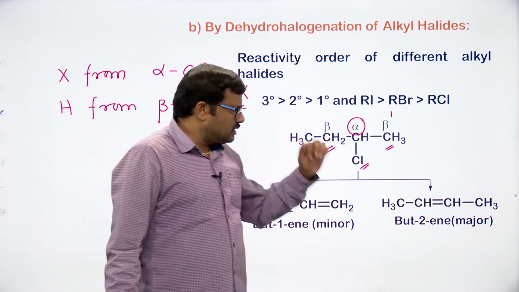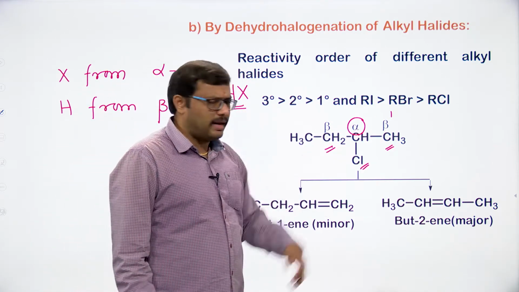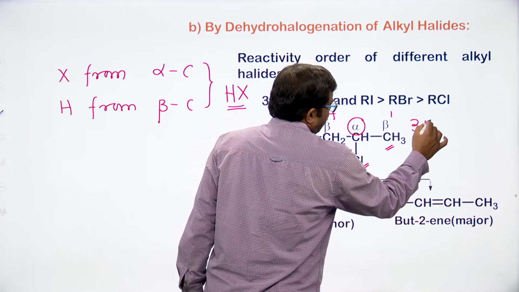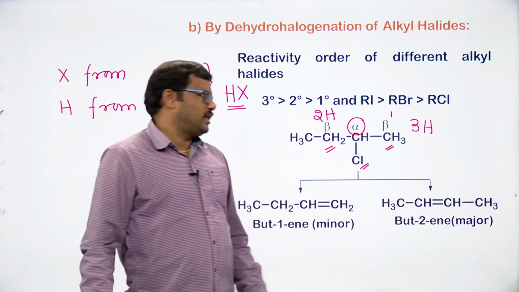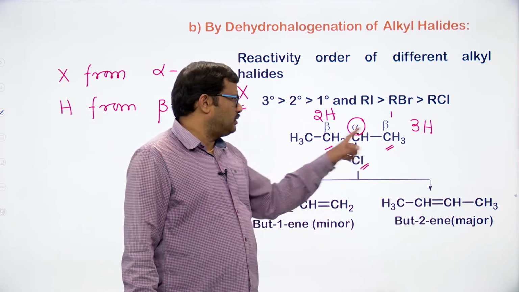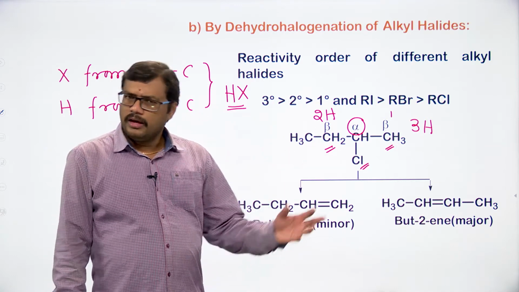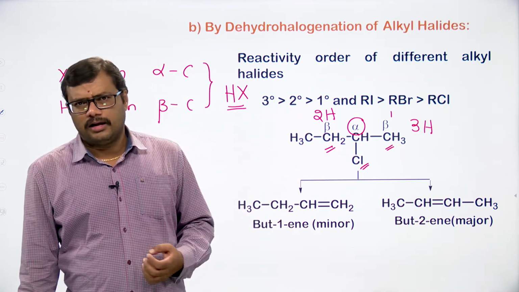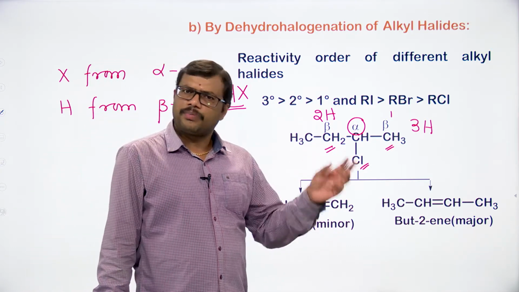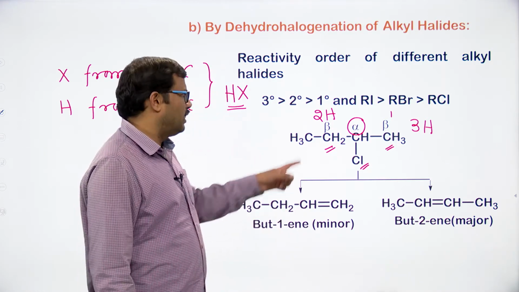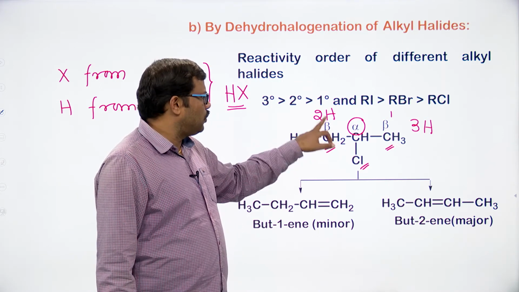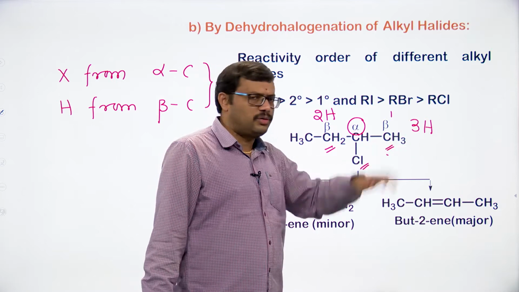Since this molecule has two beta carbon atoms, here we have two beta hydrogens and here we have three beta hydrogens. The hydrogens attached to the beta carbon atom are taken as beta hydrogens. In the dehydration of alcohols, we discussed that the hydrogen is always lost from the carbon atom having the least number of hydrogen atoms. So here the beta hydrogen has to be removed from this carbon, since it has only two hydrogens, whereas this carbon has three hydrogens.